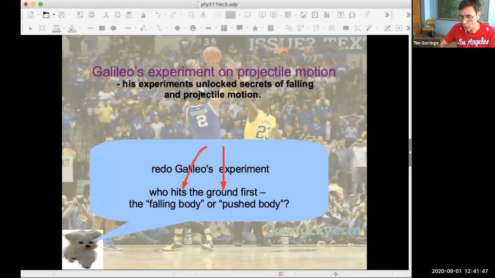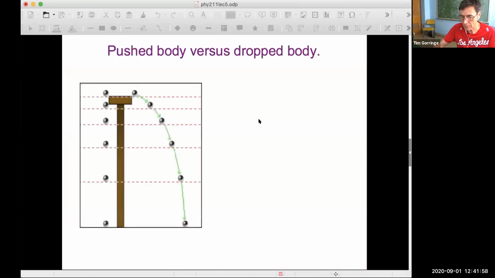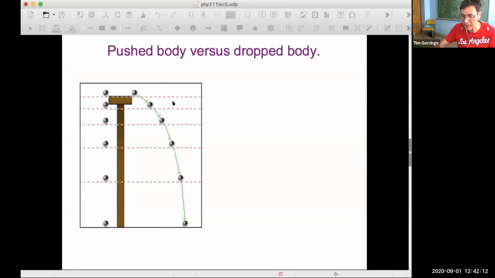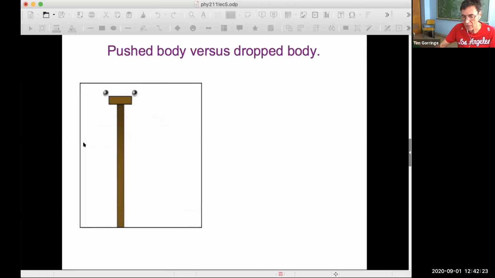So we've repeated this falling body versus pushed body experiment, and we've discovered that the two objects fall the same distance in the same time. Here's a little graphic showing that. This time the falling body is on the left, the projectile is on the right, and the horizontal red lines mark time intervals as the objects are dropped from the platform. The first red line is 1 second, the second is 2 seconds, the third is 3 seconds, the fourth is 4 seconds, and then 5 seconds.